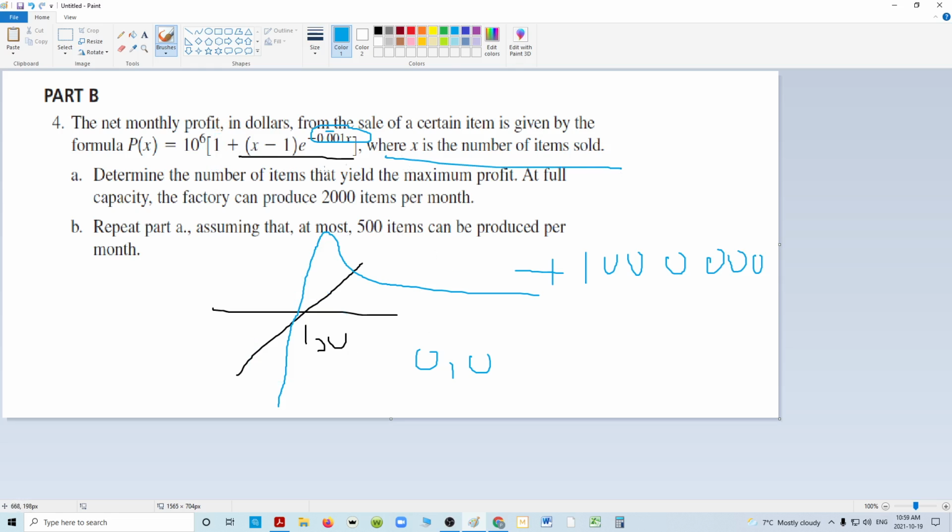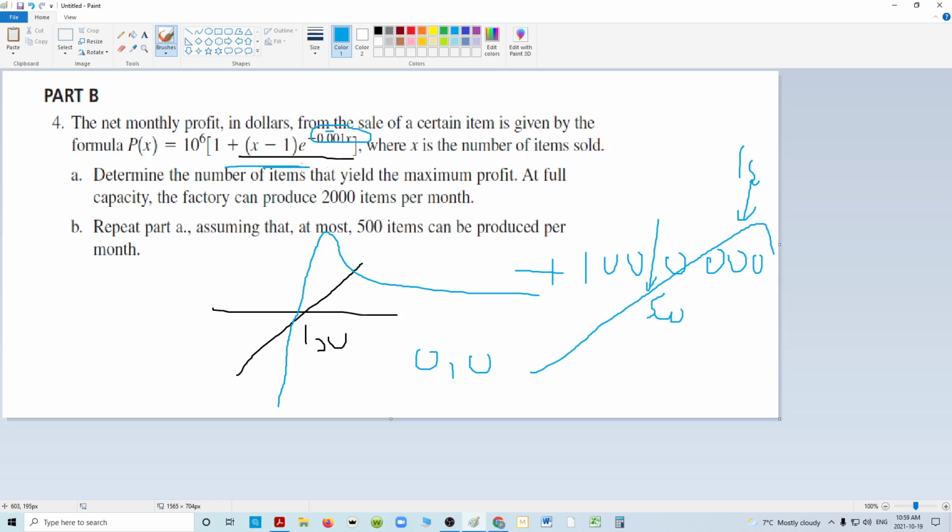Where x is the number of items sold, determine the number of items that yield the maximum profit at full capacity, so you can only have 2,000 items. And I'm going to guess at 500 items, the max capacity is going to be 500. Because I'm going to guess that this curve is going to go like this and max out way over here at like 1,500, which means over here at 500, that'll be a max.